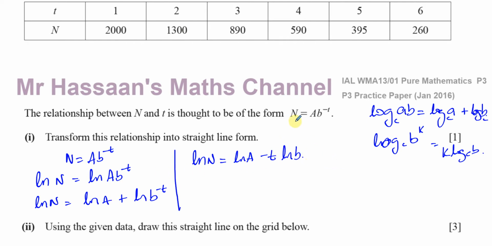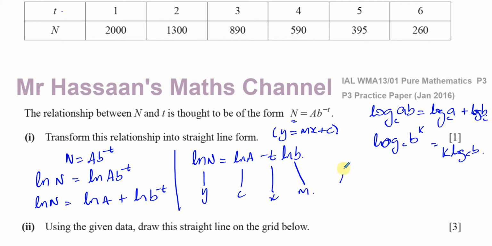Now what we can see here is n and t are the variables and a and b are the constants. If I want to extract what is related in straight line form, remember, y equals mx plus c. Well, ln n relates to the y. That's our y, and our variable is your t. So this is like your x. And your ln a is your constant, and your minus ln b is your gradient.